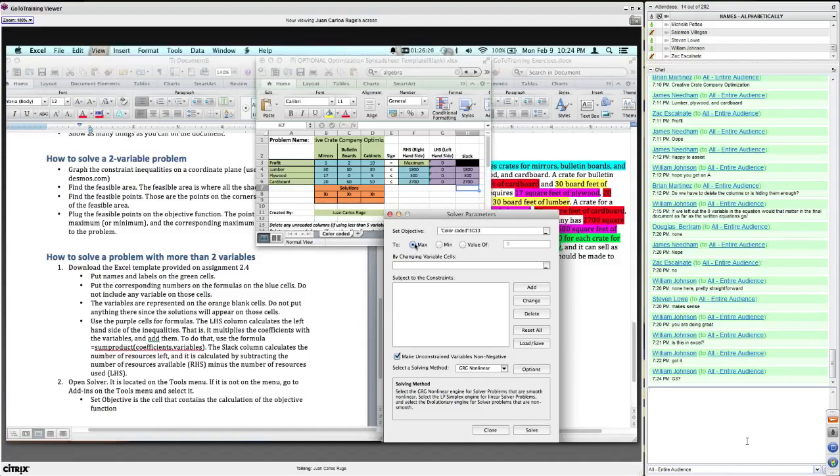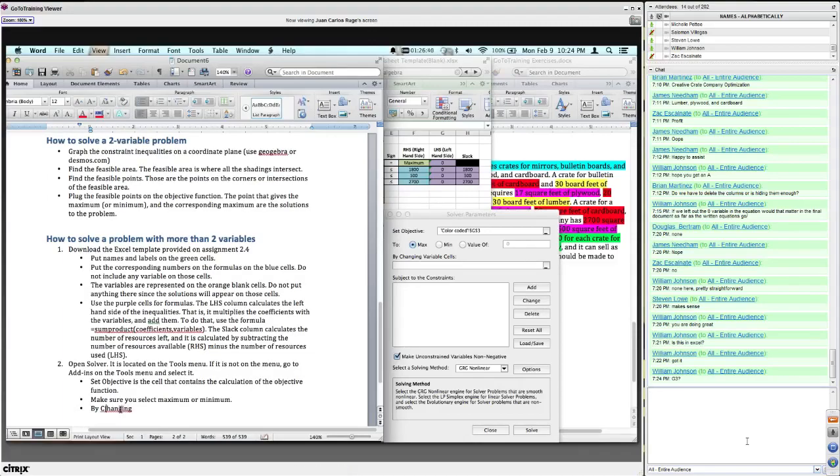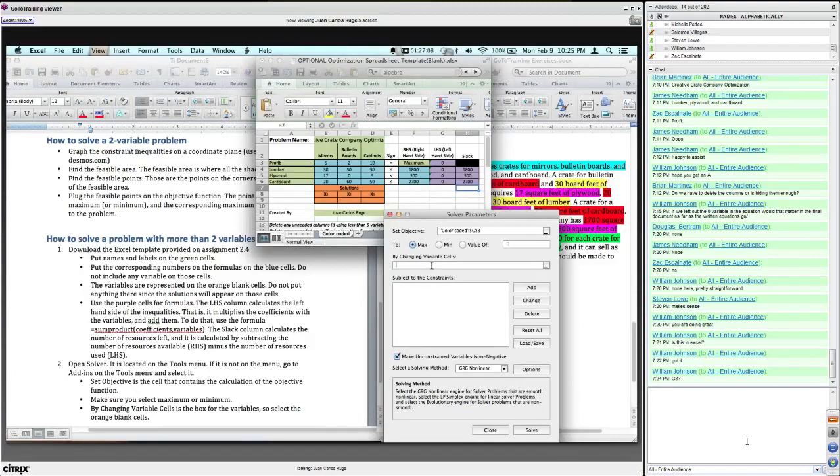Okay. So next, make sure you select maximum or minimum according to what you need to find. Then, by changing variable cells is the box for the variables. So select the orange blank cells. So here, coming back to Solver, I'm on by changing variable cells, select the orange blank cells. There you go.